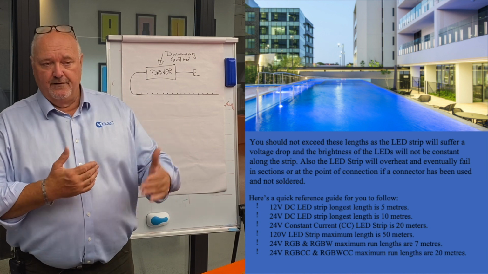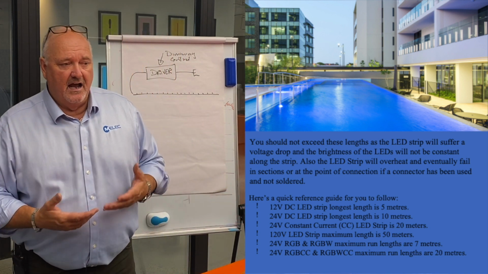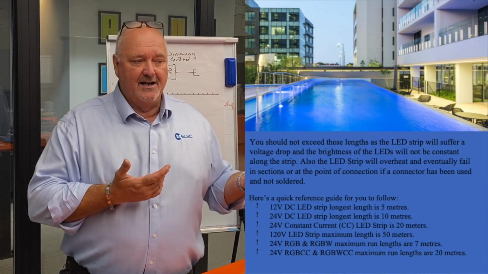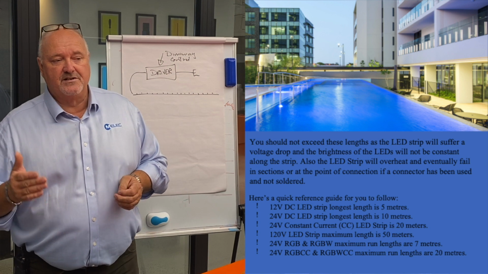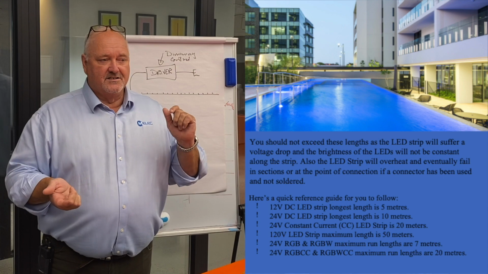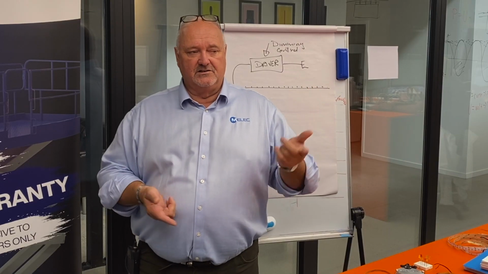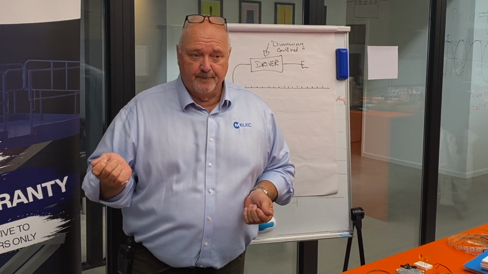But then we can go to our 24 volt RGB, RGBWs. They're good for 7 meters. And then we've also got our RGB constant current and our RGBW constant current, which have a maximum length of 20 meters. Now, I can see you're asking, well, why does the constant current go further than the constant voltage?